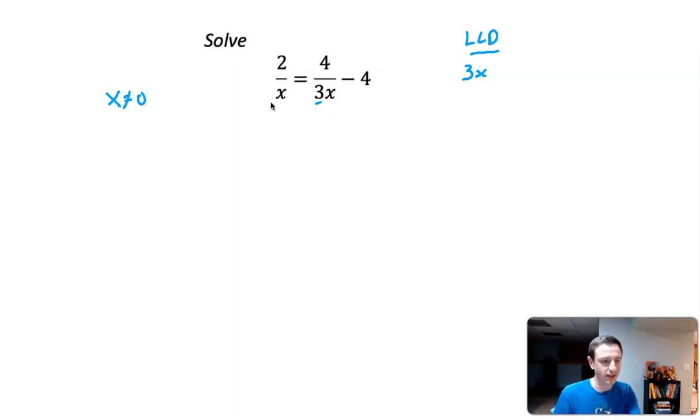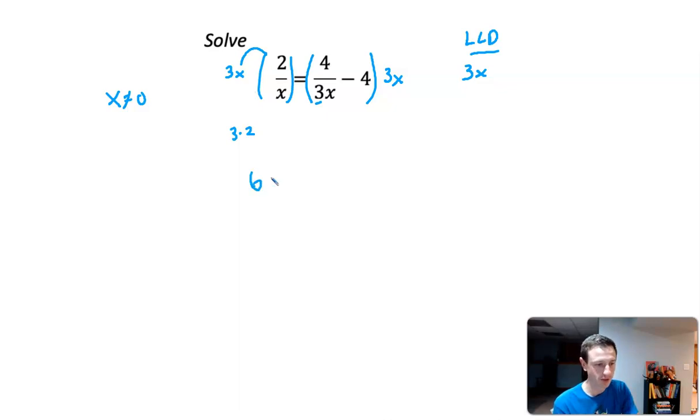Then my x's, I only have x to the first in my denominators, so all I have to multiply by is just x to the first, and that's going to get rid of my denominators. So I'm going to multiply both sides by 3x. On this side, I'm going to have 3x times 2 over x. The x's are going to cancel out. That was our whole goal with multiplying by 3x. The x's are going to cancel out, leaving us with just 3 times 2, which is 6.